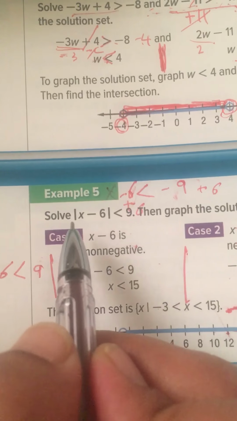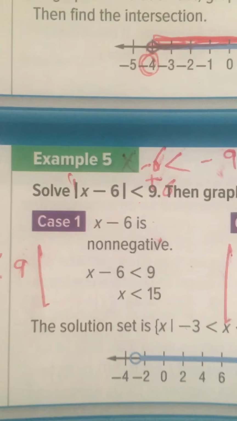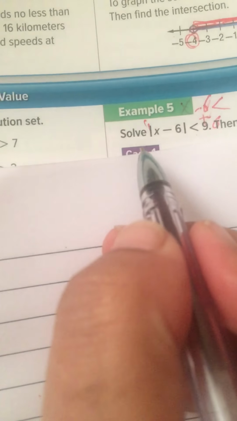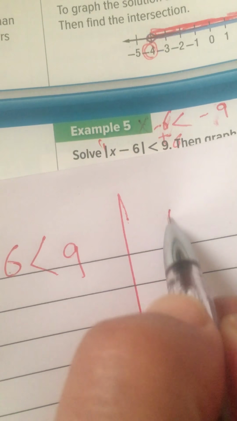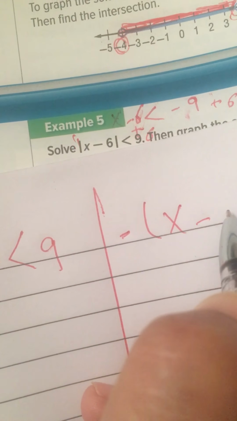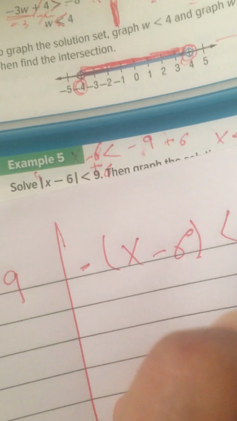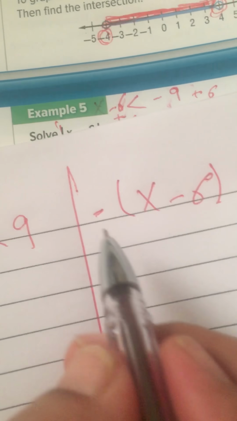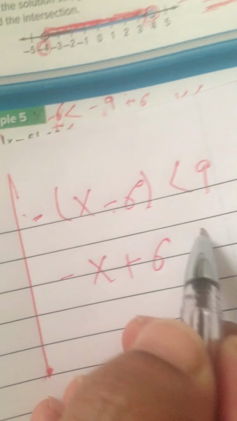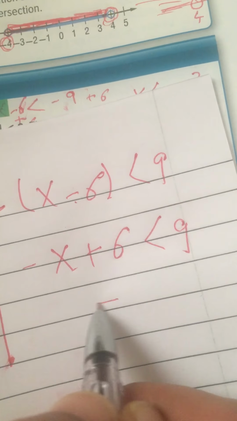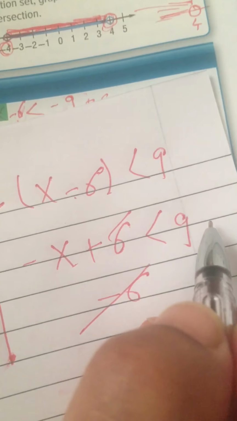When you have an absolute value, I can divide it into two solutions because of the absolute value. First one, positive x minus 6 less than 9. The other one, negative x minus 6 less than 9. Minus x, minus with minus plus 6 less than 9. I can add minus 6 here, minus 6.